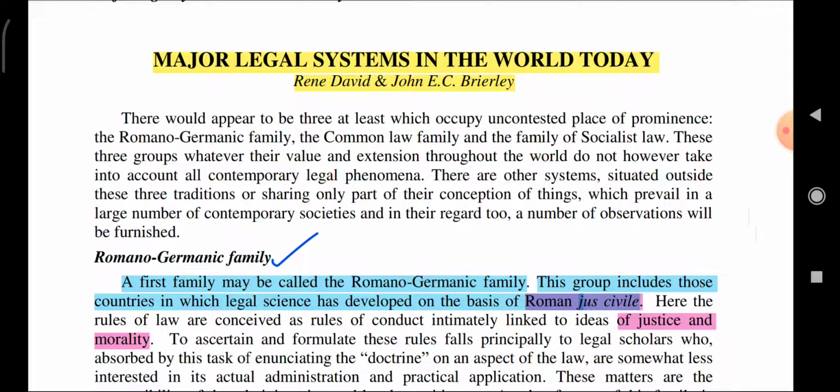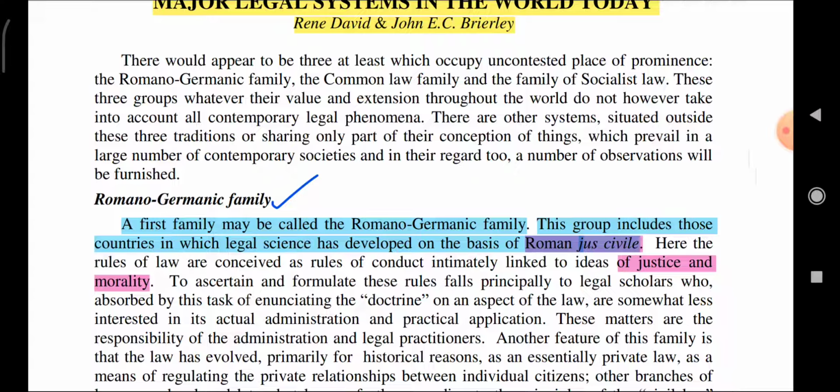Okay, the first family is namely the Romano-Germanic family. The first family may be called the Romano-Germanic family. This group includes those countries in which legal science has developed on the basis of Roman jus civile. Here the rules of law are conceived as rules of conduct, intimately linked to the idea of justice and morality. This is the meaning and all about the Romano-Germanic family regarding justice and morality.